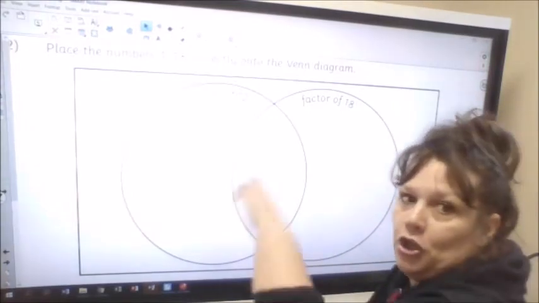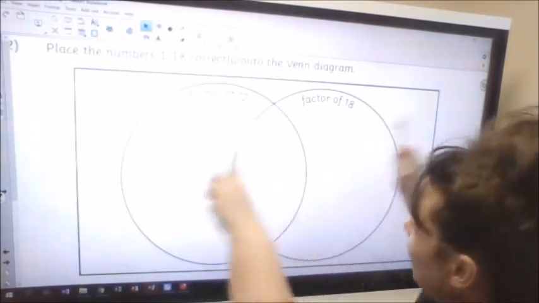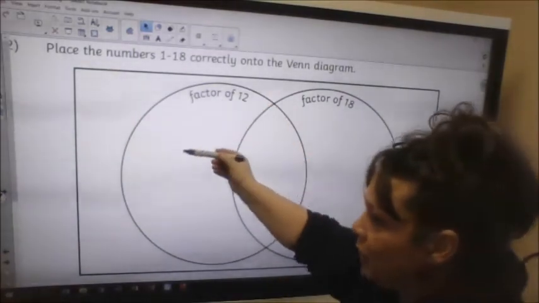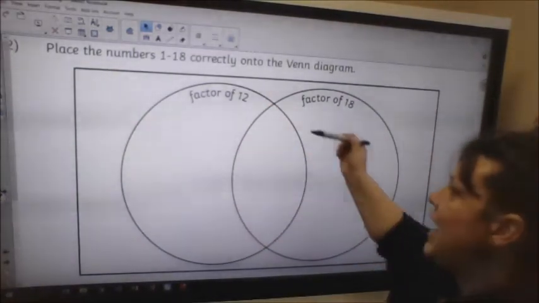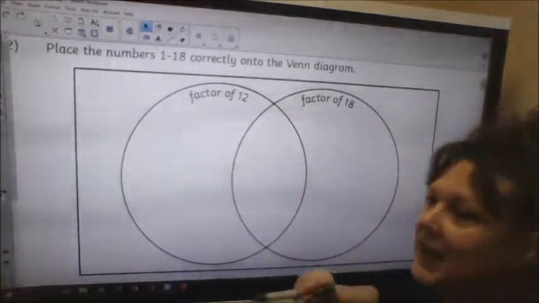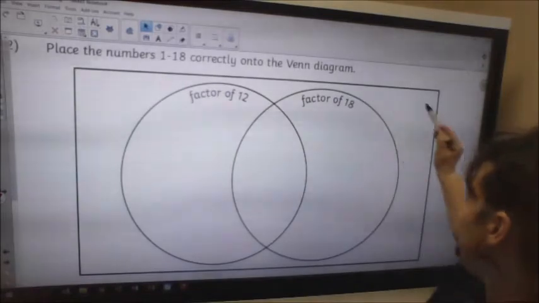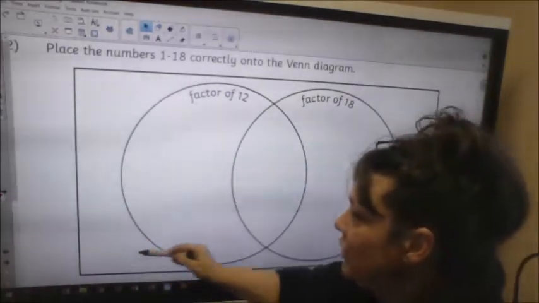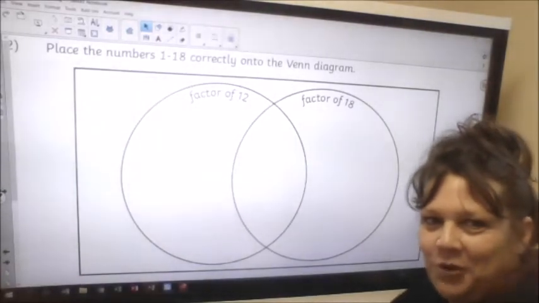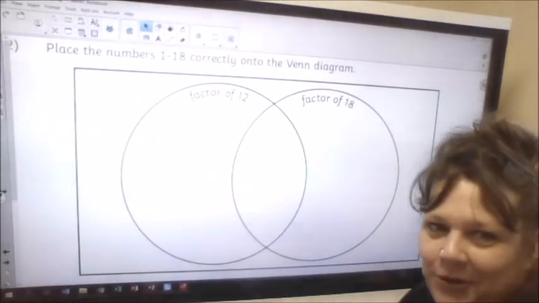So you are going to leave a line. You're going to draw yourself your little Venn diagram. You're going to put any factors of 12 here, any factors of 18 there. Anything that's a factor of both goes in the middle there, and then anything that isn't a factor of any of them goes around the outside. You've seen how we've done it on the previous one. Have a little go. Pause the video.